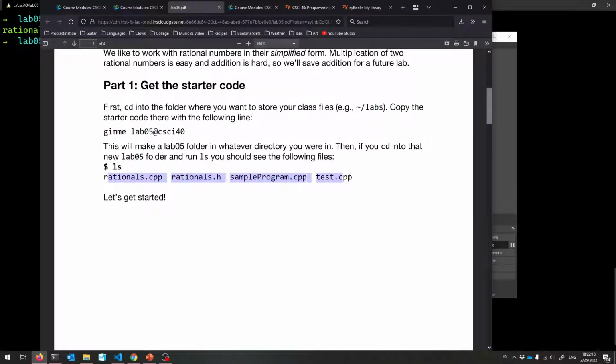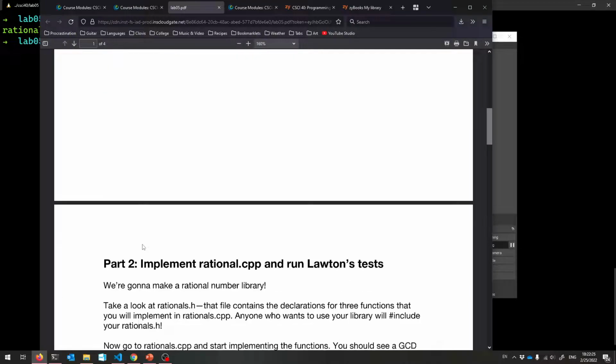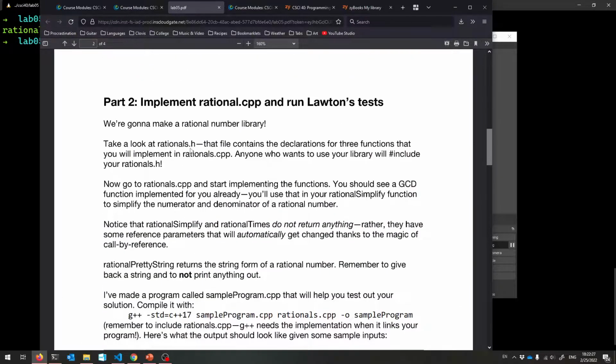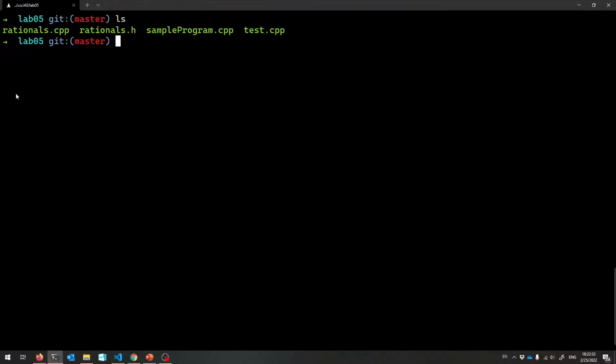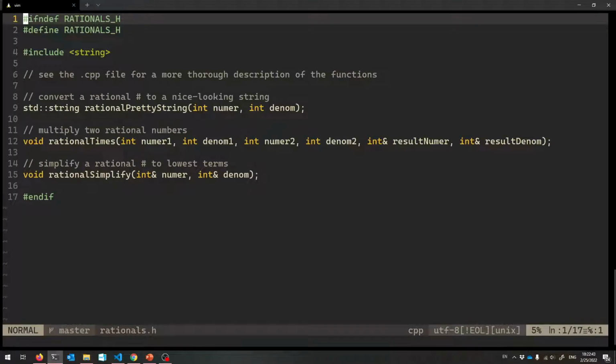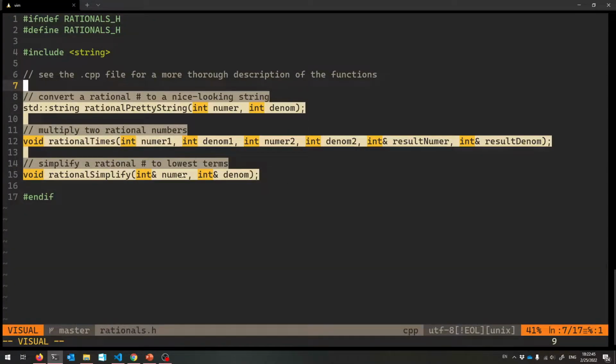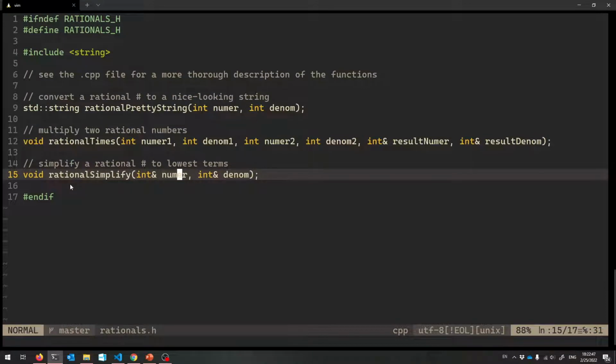So here is the code that I will be giving you, all these files. We have a header file now, woohoo, and here is what I want you to do. We're going to make a rational number library. You're going to be implementing all the functions in rationals.h inside of rationals.cpp. So let's look at the .h file first. Here it is. Here are the fancy functions that we'll be working on in the library.